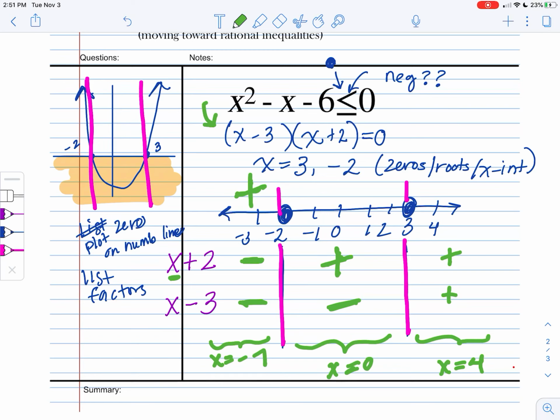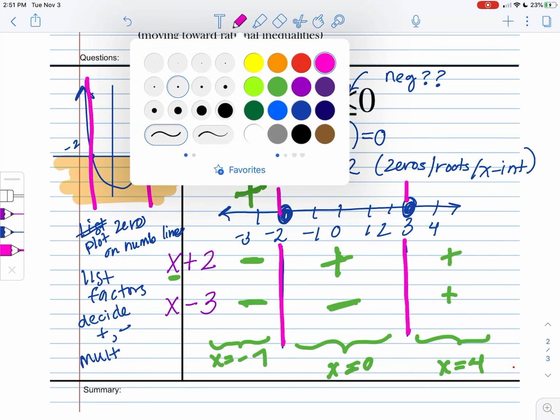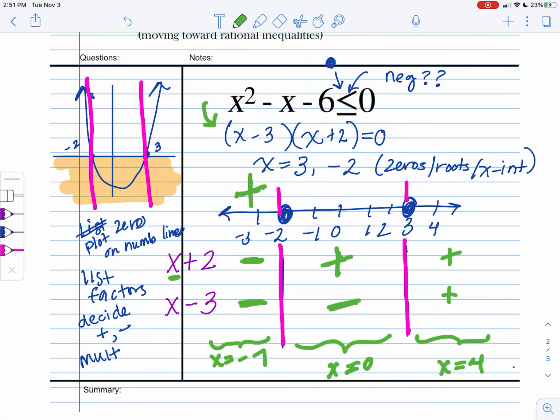Okay, so step 3 was to decide on plus or minus. And then step 4 was to multiply. And that seems weird, because what are you multiplying? I'm multiplying a negative number times a negative number to get a positive number. Okay, what happens in the middle between the -2 and the 3? Well, I get a positive times a negative equals a negative. And then I have positive, positive. Well, positive times positive is positive.